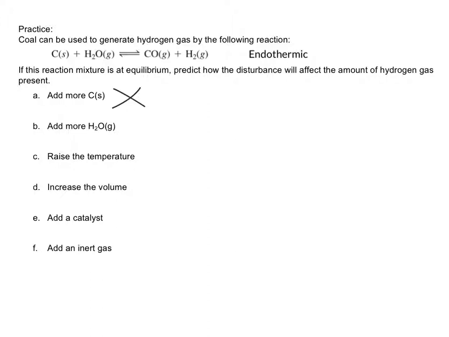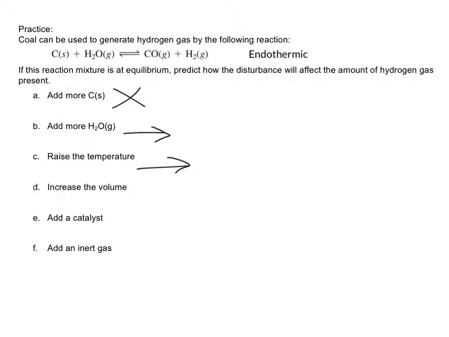All right, if we add more H2O gas, that is a reactant, so it's going to shift right toward the products. If we raise the temperature, since this is an endothermic reaction, that is going to drive the reaction forward and make more H2, so it will shift to the right.